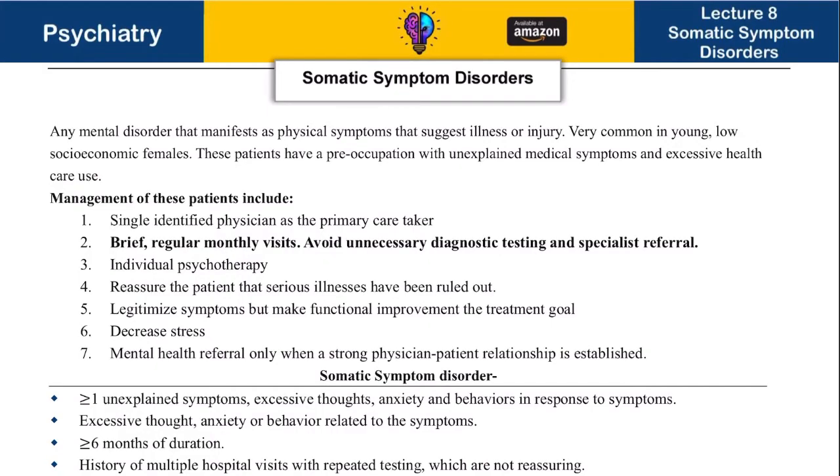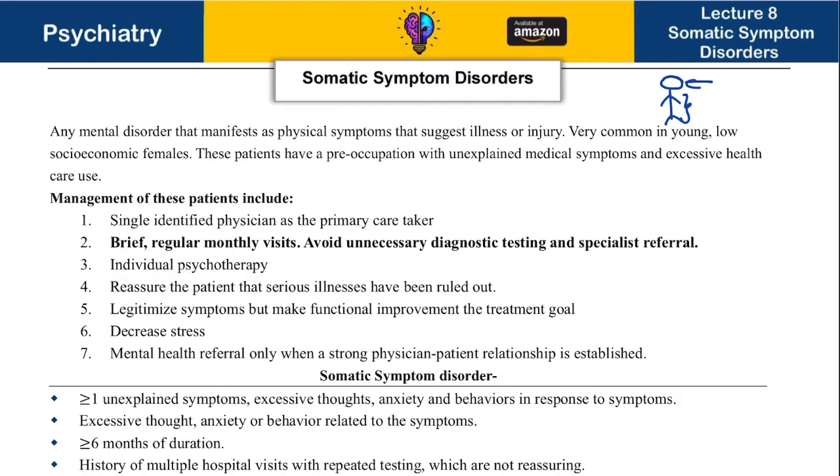When we talk about somatic symptom disorders, these are mental disorders that manifest as physical symptoms. So the problem is in the brain, but they manifest in the body. And these suggest illness or injury. This is very common in young, low socioeconomic status females. This is usually what you get in a case: a young woman of low socioeconomic background who has symptoms that cannot be explained by anything medical. It is not a medical condition.